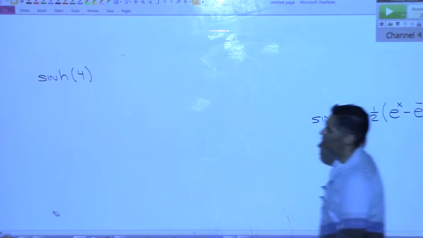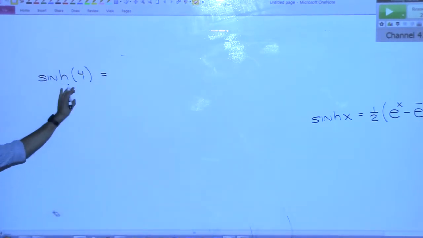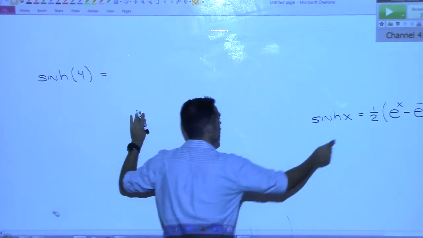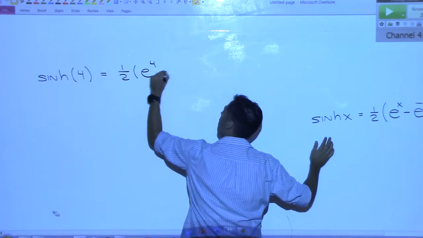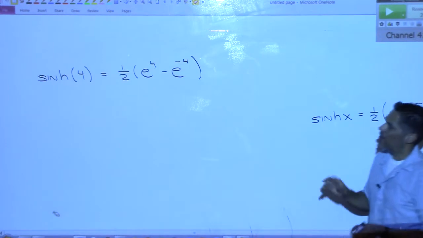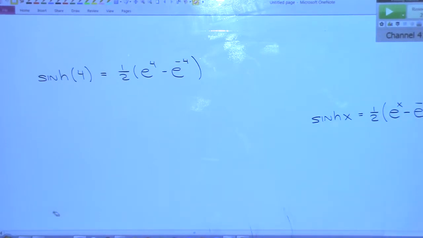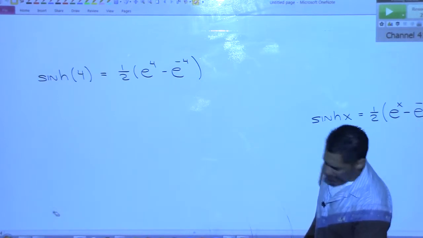So if we want to know what sine hyperbolic of 4 is, you'll hear me say sine hyperbolic or hyperbolic sine. You can say it either way, it's pretty much accepted. So this is just 1/2 times e to the 4th minus e to the negative 4, right? And then you could get on your calculator and type in e to the 4th, and you get some numerical answer. So it's just plug in. That's it. Nothing fancy there? No? Okay, what about this?